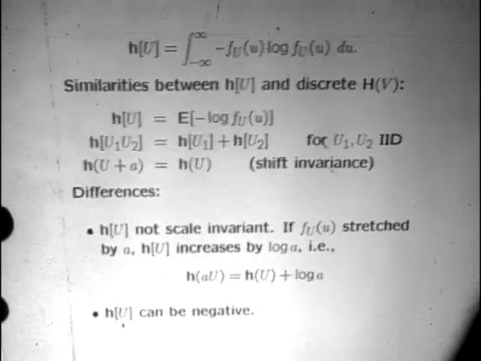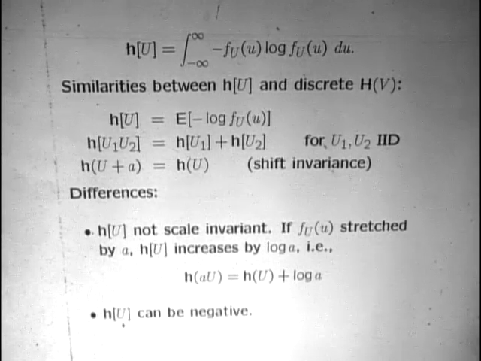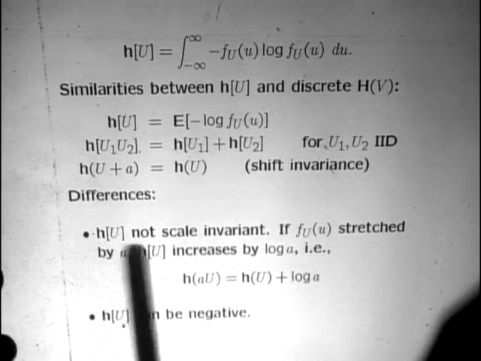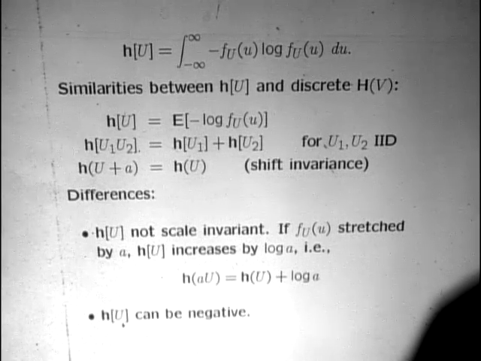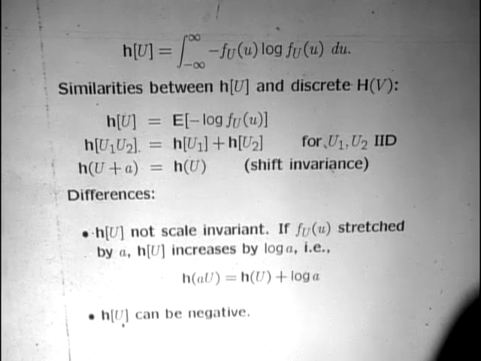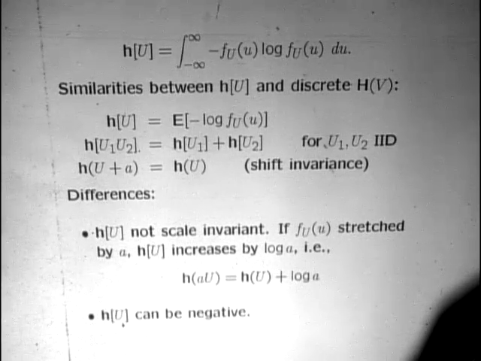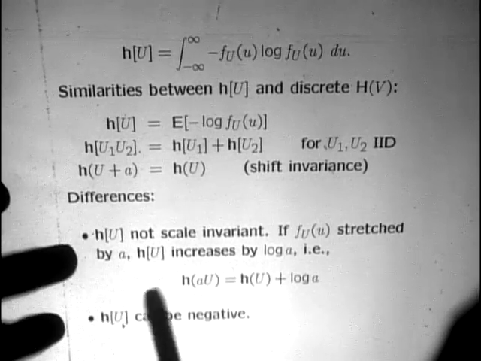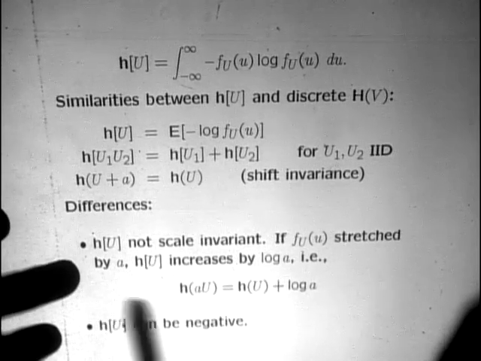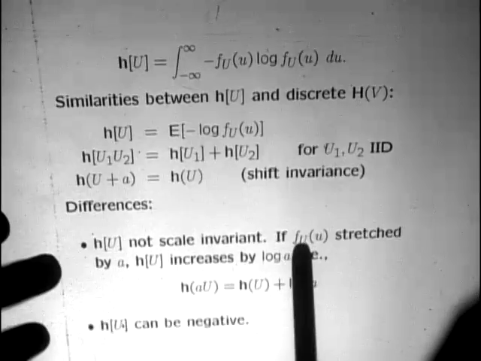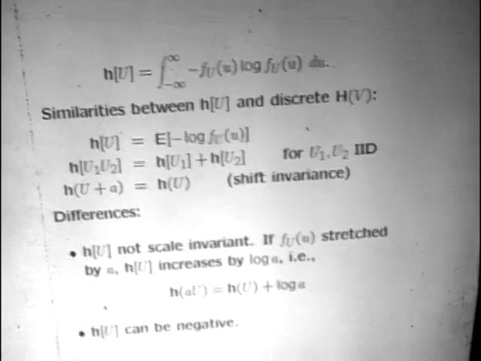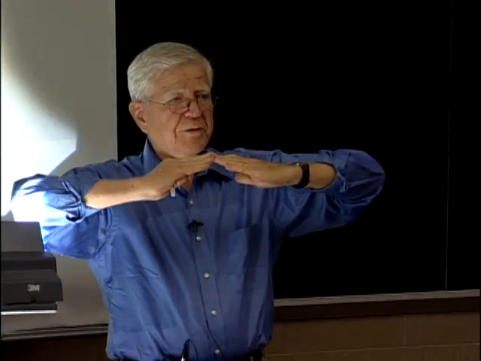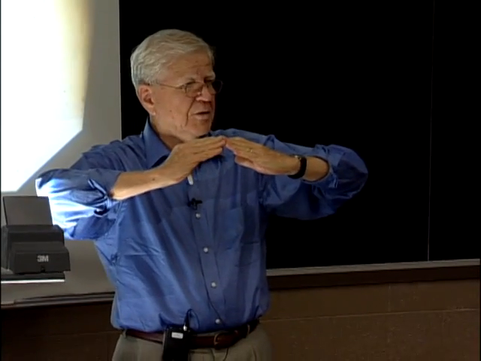There are a couple of very disturbing differences, though. And the first difference is that h of u is not scale invariant. And in fact, if it were scale invariant, it would be totally useless. The fact that it's not scale invariant turns out to be very important when you try to understand it. In other words, if you stretch this probability density by some quantity A, then your probability density, which looks like this, shifts like this. It shifts down and it shifts out.